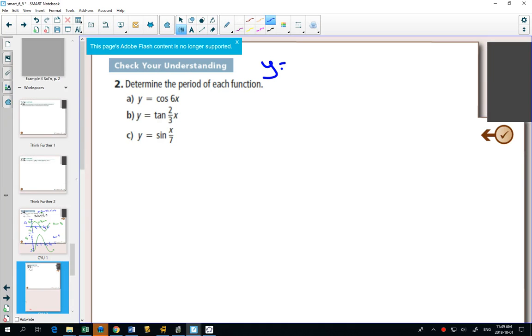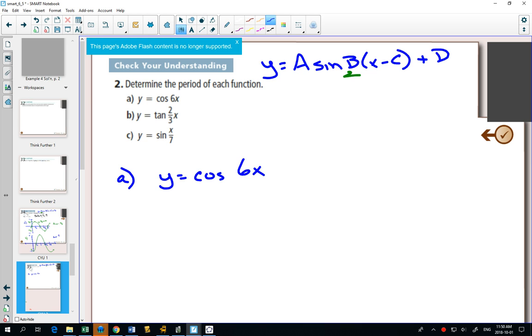The next value in all of our transformations that we could look at is our b value. Okay? Our b value involves horizontal stretches and compressions. So in part A, we have y equals cos of 6x. That would mean it's a horizontal compression, we would multiply our x values not by 6, but by 1/6.